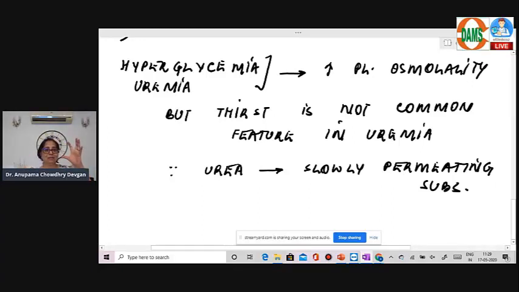Remember, how do osmoreceptors get stimulated? Once the ECF osmolality is elevated and these osmoreceptors shrink. But here in uremia, urea can cross the cell membranes. So it is a slowly permeating substance, and it does not stimulate the osmoreceptors. So thirst is not a common feature. Go back to your medicine and you realize in a patient of uremia, thirst is not a common feature. In diabetes, thirst is going to be a common feature. Okay?